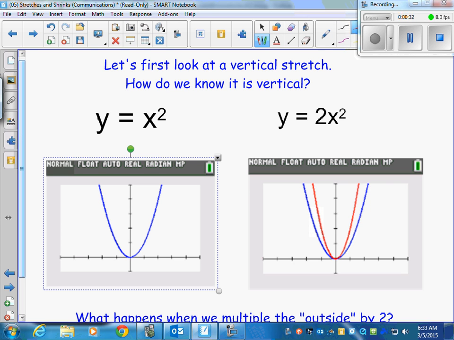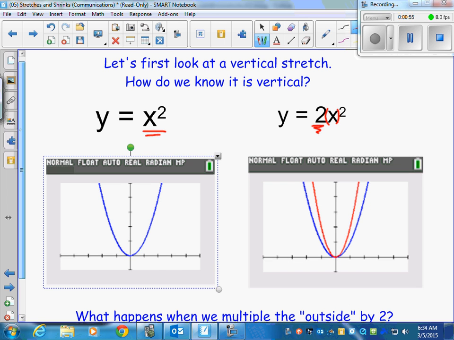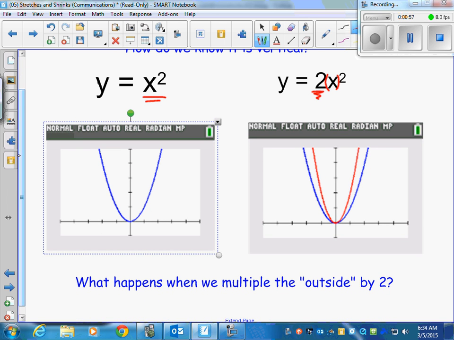Starting with our parent function x squared, or quadratic, we look at the fact that we're adding a 2 to the outside of this function. In some ways it might be hard to notice it's outside, but if parentheses are not there, you want to put parentheses around only the x value to help you identify the inside versus outside situation.